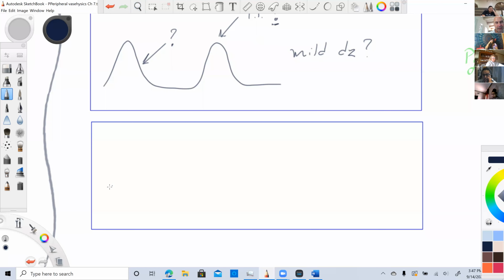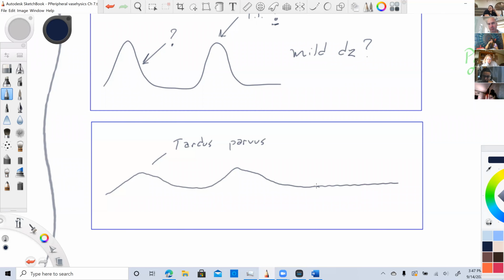But then we're going to come down, and definitely now we're talking tardus parvus, a blunted wave overall. That's a disease state. And if it looks like this, that's severe. Severe with an E.